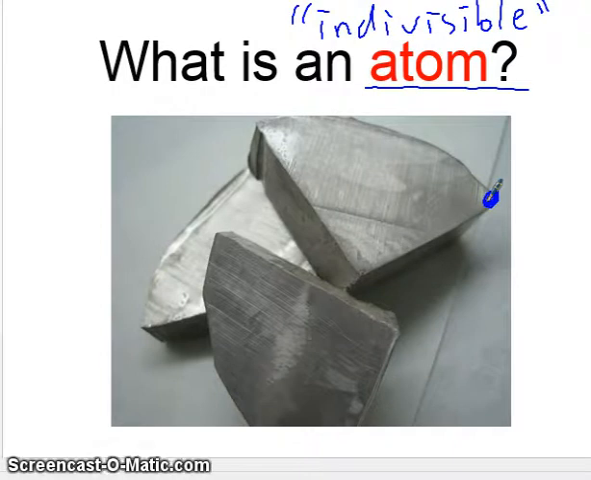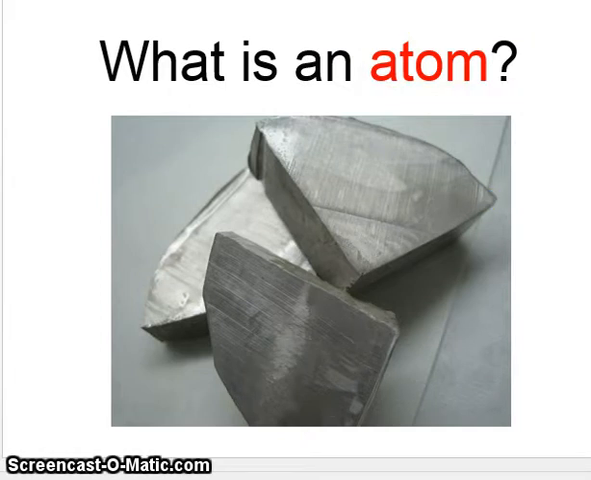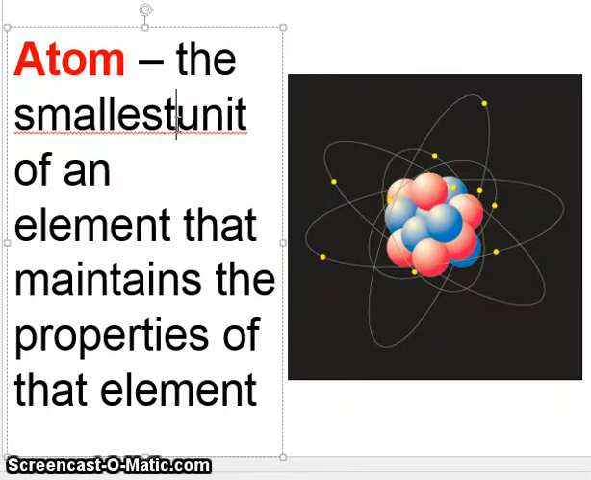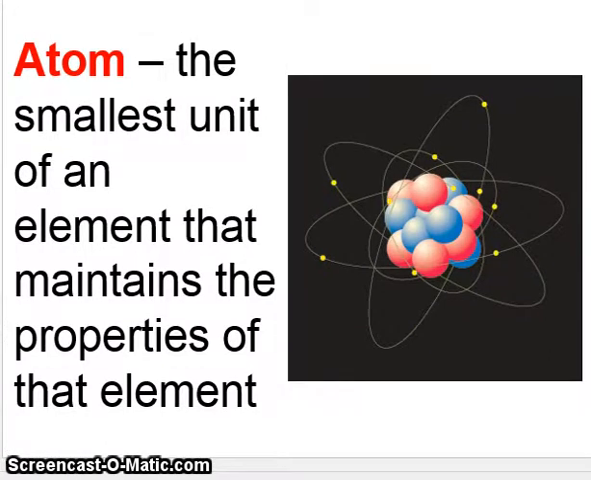And all matter, anything you have, can be taken to this level and you can reach the atom. So here is the definition. It is the smallest unit of an element that maintains the properties of that element. And we defined an atom in the previous chapter. Here it is again. Think through this definition.